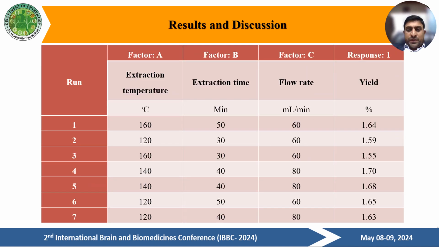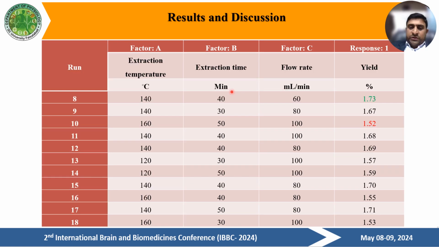superheated steam extraction. So here are the results of these extraction techniques. As you can see, at 160 degrees, 50 minutes, and 60 flow rate, 1.6% yield was obtained. The highest yield was obtained at 140 degree centigrade temperature, 40 minutes, and 60 flow rate. It was 1.73, and the lowest yield was obtained at 60 degree centigrade temperature, 50-minute extraction time, and 100 flow rate, that is 1.52.